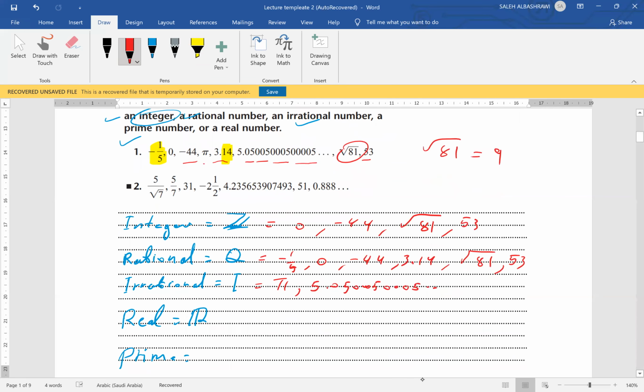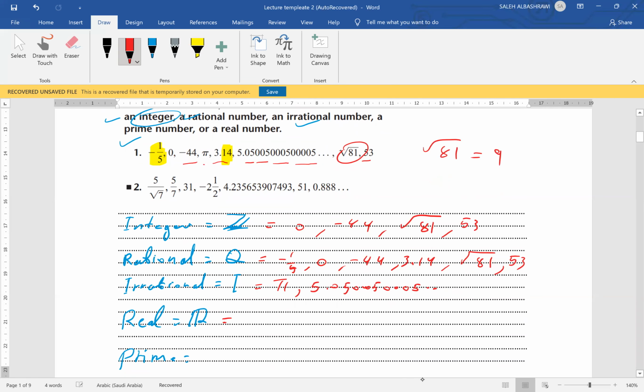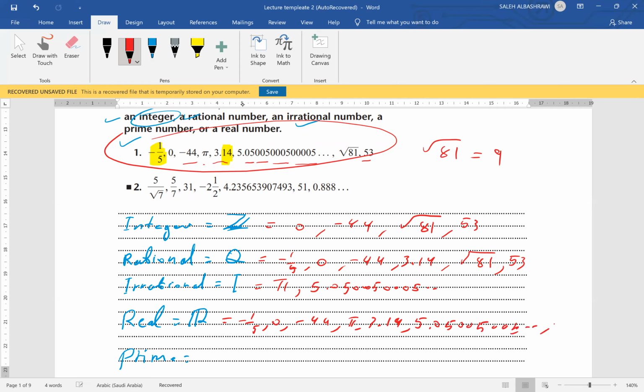Now what about the real numbers? The real numbers contain all of these numbers. So we can say minus 1/5, 0, minus 44, 3.14, 5.050050005..., and also the square root of 81 and 53 are all real numbers, because we define the real numbers as the rational and irrational numbers together.